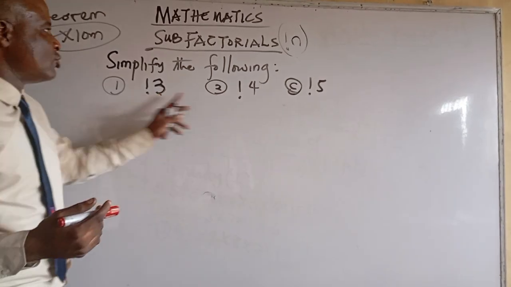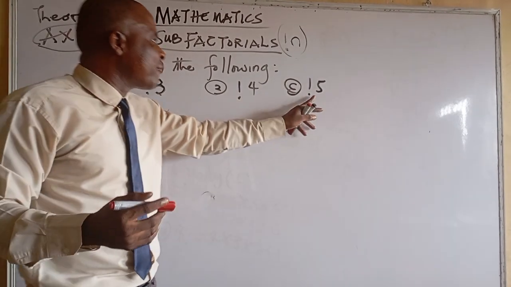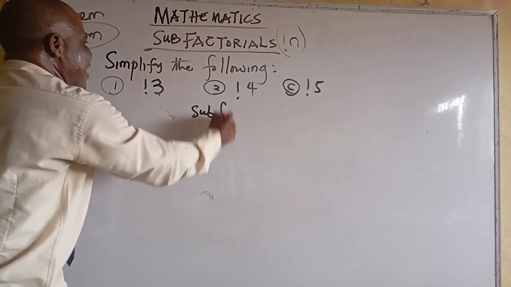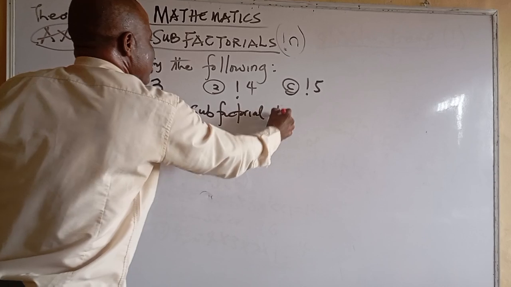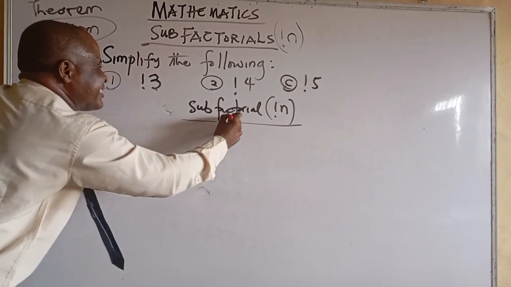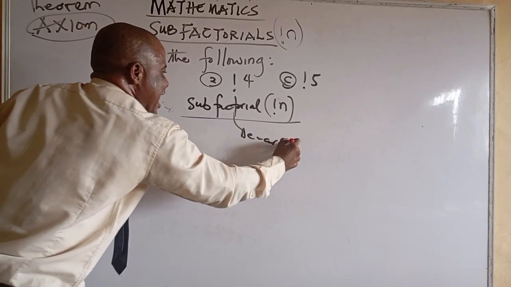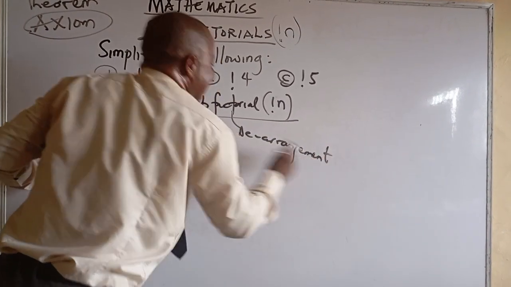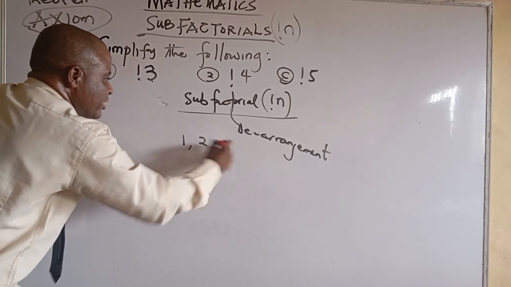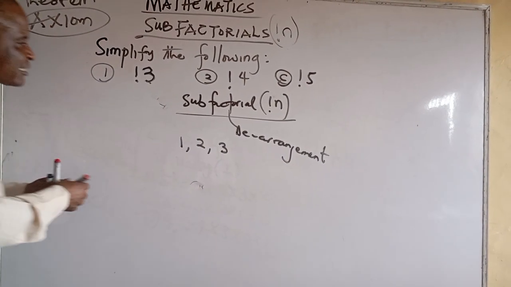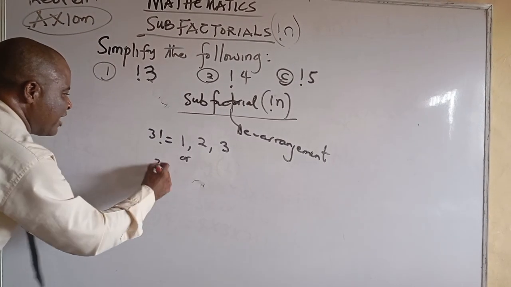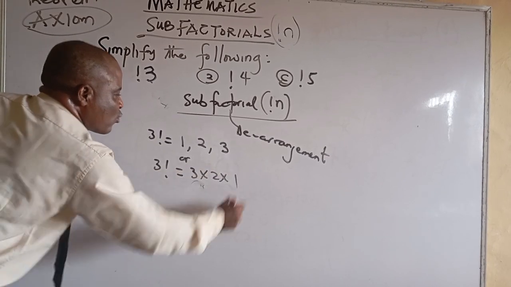Sub-factorial 3, sub-factorial 4, and sub-factorial 5. As I've said before, sub-factorial is denoted as this. And I want to solve. How do we solve? Factorial is arrangement. For example, I have 1, 2, 3. This is 3 factorial, or 3 factorial is 3 times 2 times 1.